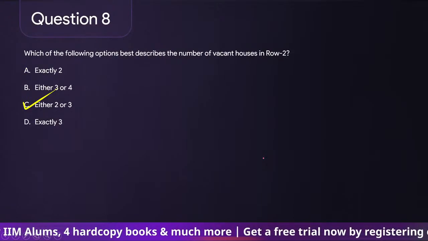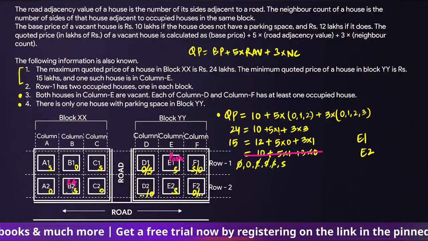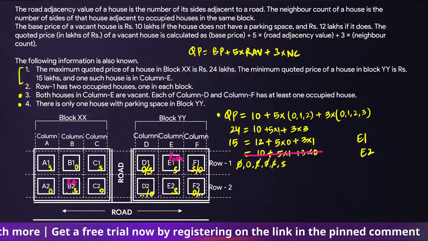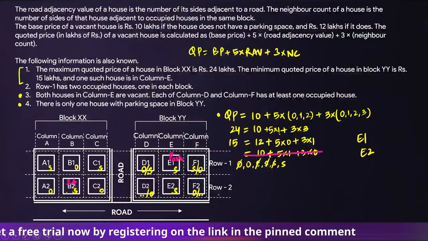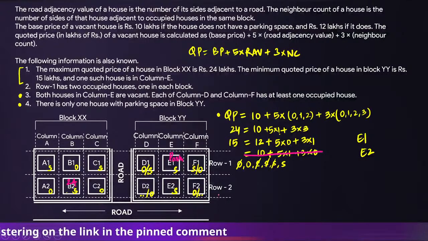Which of the following options best describes in row 2 about vacant houses? So we can have 1S here, 2S here, and a third S from D or F. So it's going to be 2 or 3.